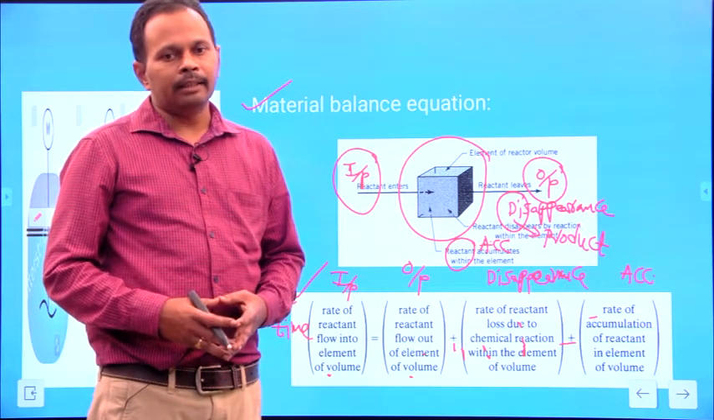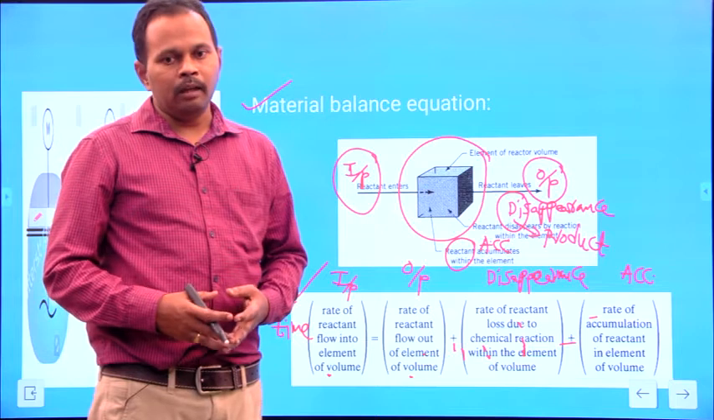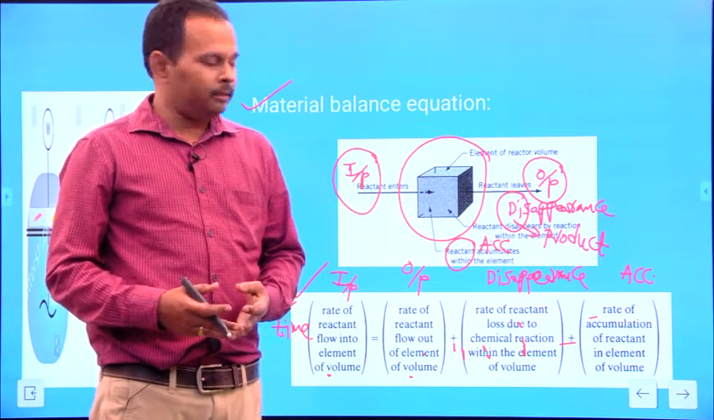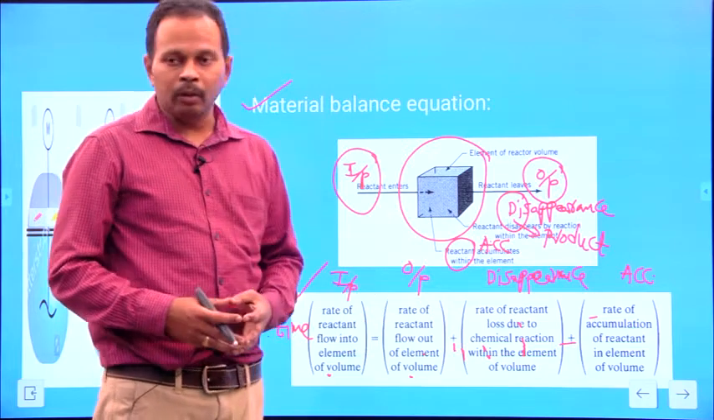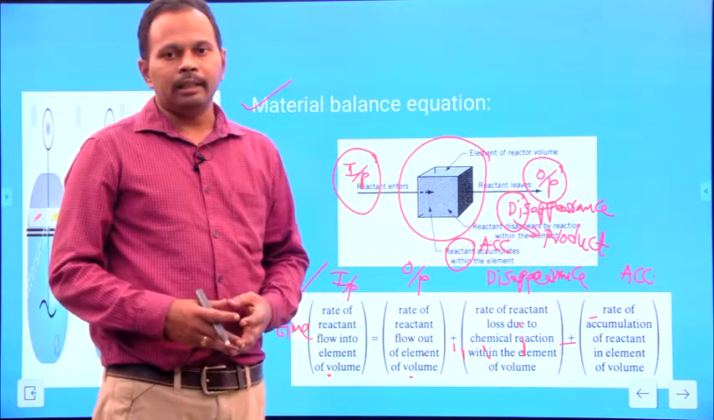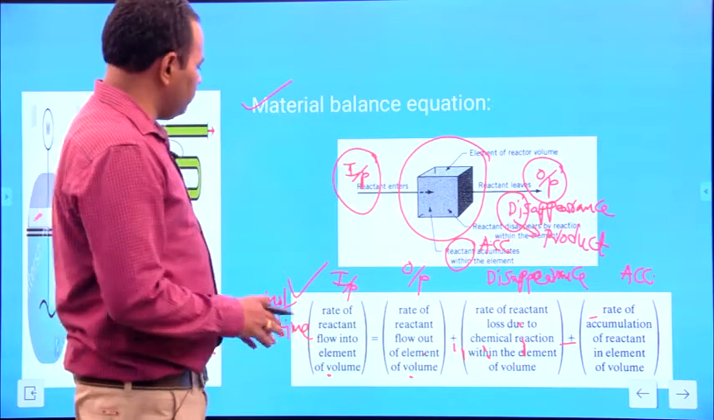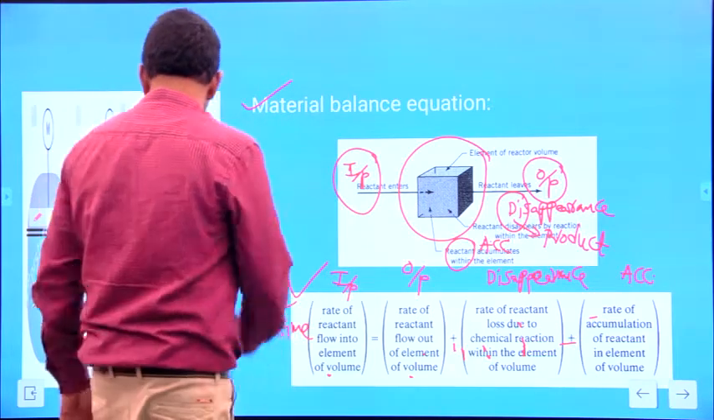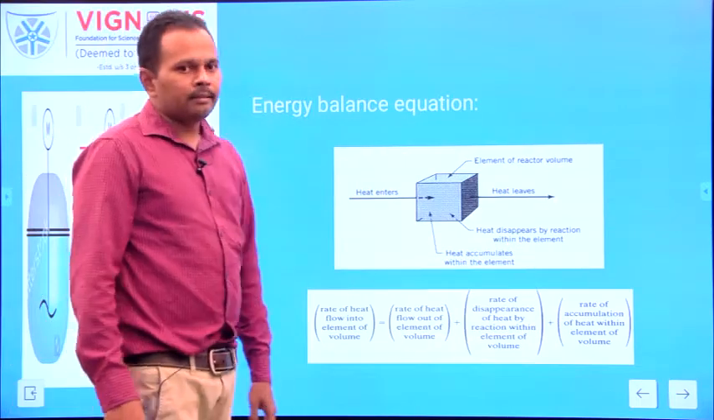That is the amount of reactant that enters per mole and leaves per mole, the rate of reactant loss due to chemical reaction per mole, and also the rate of accumulation of the reactant per mole. All the terms in this material balance equation we represent with mole per time. So this is also the energy balance equation.